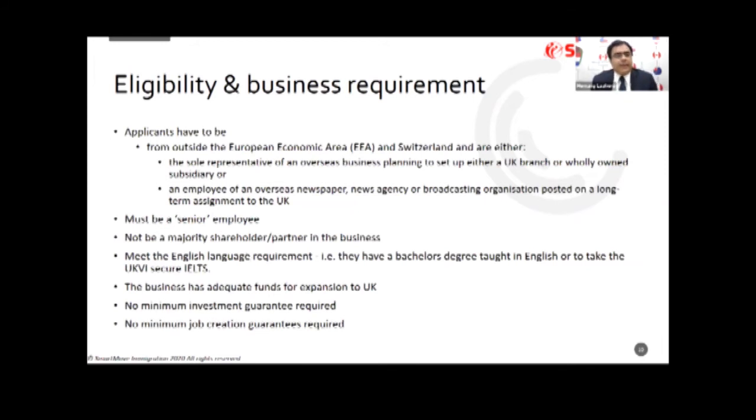When we make an application for a sole representative visa, the best part is that there is no minimum investment guarantee. So, there are categories like the golden visas in Europe, or even the tier 1 investor in the UK, which has a minimum investment guarantee. So you have to put in 2 million, you have to put in €500,000 somewhere in Europe, or you have to do 900,000 in the US. But under the sole representative visa, there is no minimum investment guarantee.